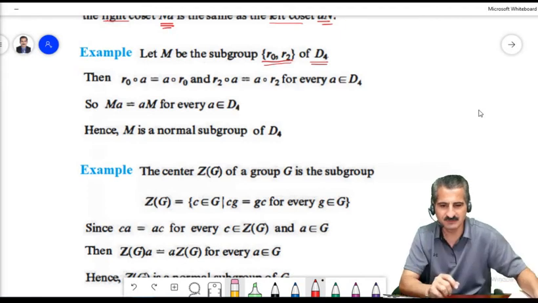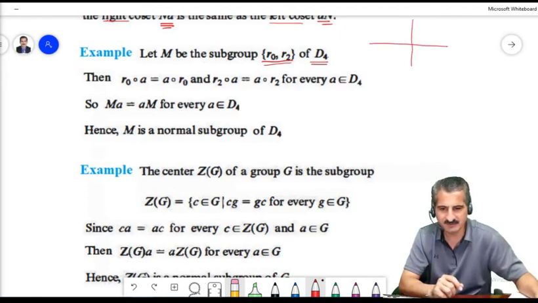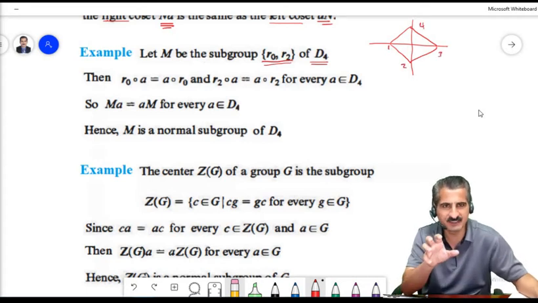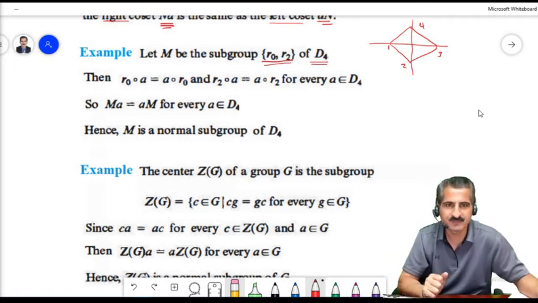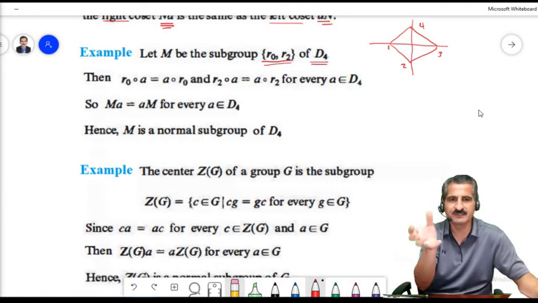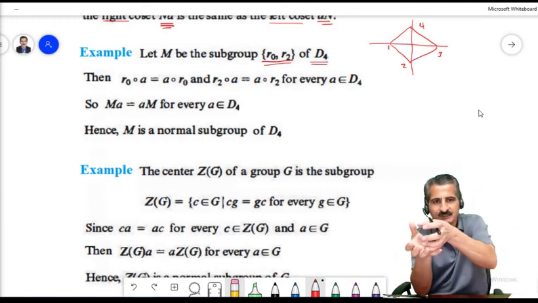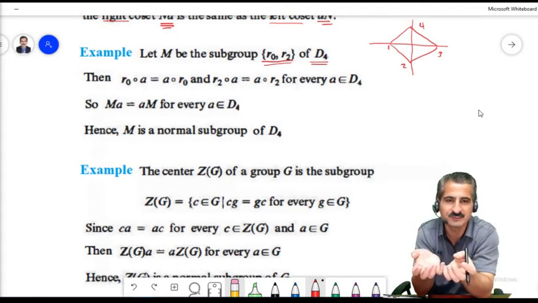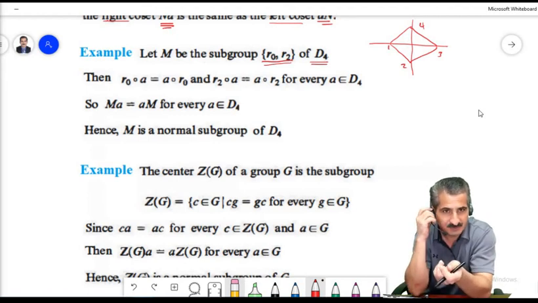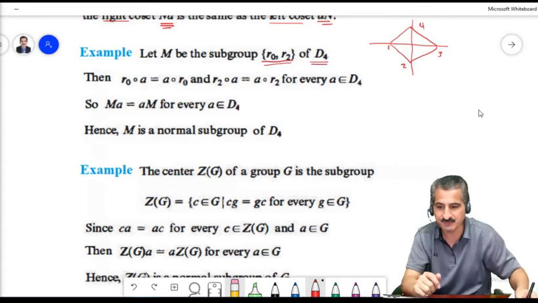Okay, so we have a square like that. If you remember how we defined D4, we had a square like this, and this was 1, 2, 3, 4. And now R0 is leaving it as it is. R2 is rotating 180 degrees. When you rotate one more 180 degrees another time, this is R2 squared, and then you go back to where you started, which is R0. So R2 squared is the identity. So this is a subgroup. Now the question: is it a normal subgroup or not?